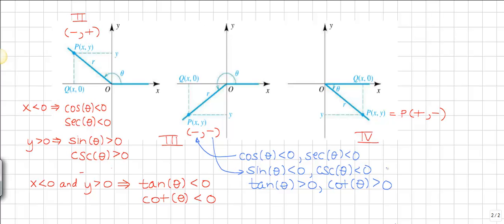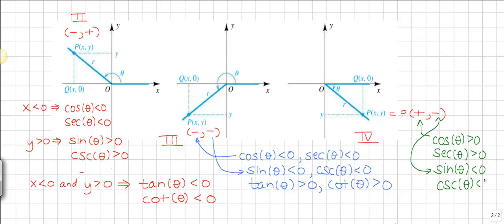Okay? And then lastly, let's go over here to quadrant 4. X being positive would make cosine positive and secant positive for the same reasoning. Y being negative would make sine negative and its reciprocal cosecant negative. And then unlike signs would make tangent and its reciprocal cotangent negative, because a negative divided by a positive or a positive divided by a negative is negative.